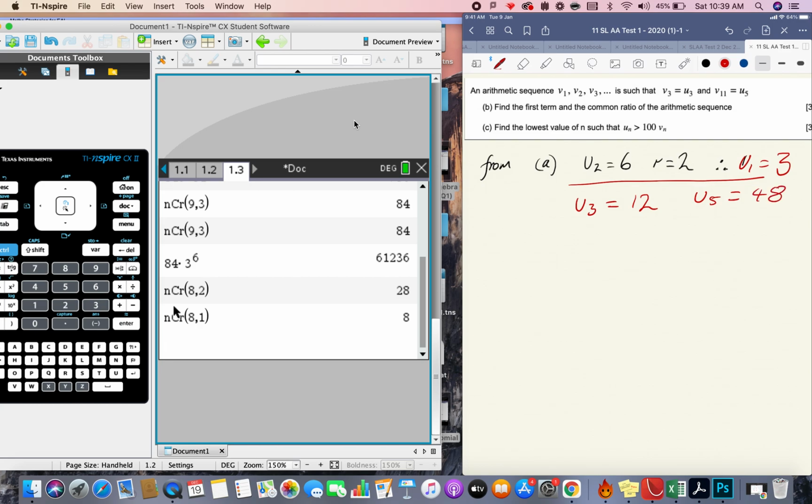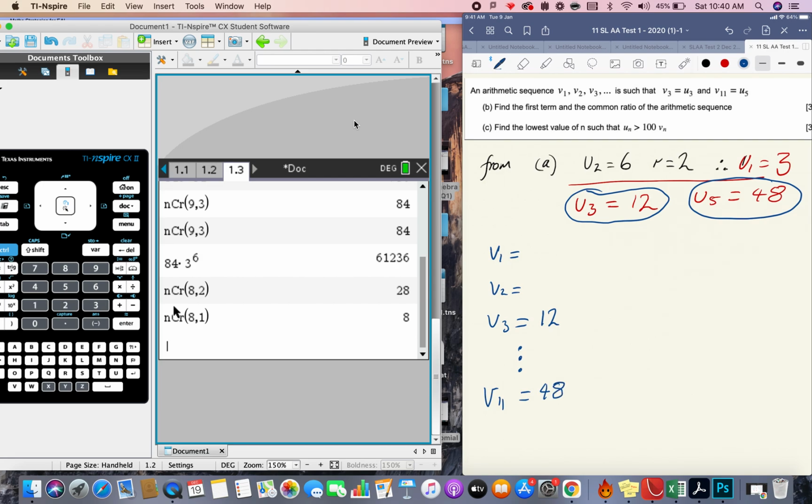double and double again, 24, 48. So now let's see this arithmetic sequence. V3 equals U3. U3 is 12. So V3 here equals 12. And then it goes down. Then we eventually get V11, and that's equal to U5. Now U5 is 48, so we have 48 here.